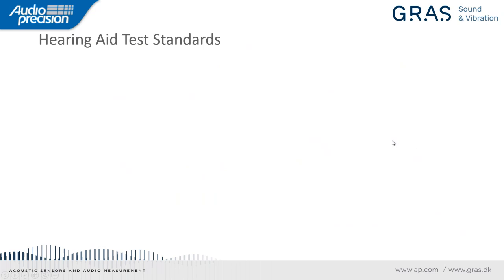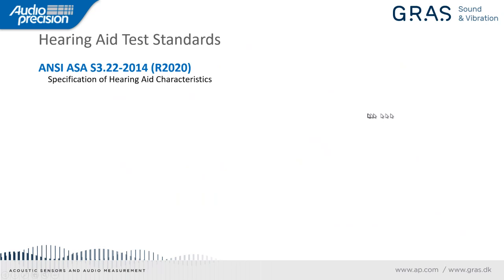Let's have a look at the hearing aid test standards. One of the main ones is the American National Standards Institute, Acoustical Society of America, ANSI ASA S3.22. This was last updated in 2014 and reaffirmed in 2020, and it covers the specification of hearing aid characteristics. This standard is mainly used for production test of hearing aids.